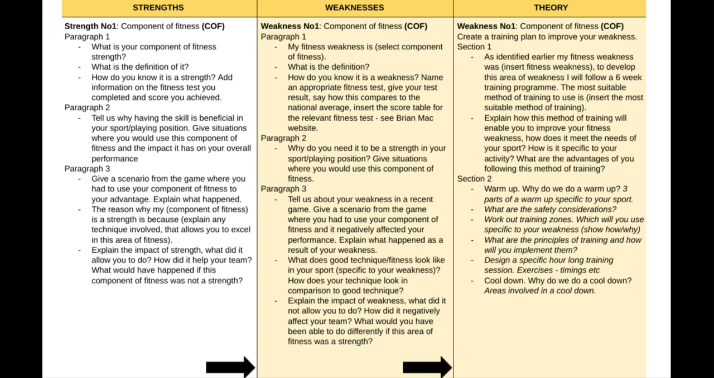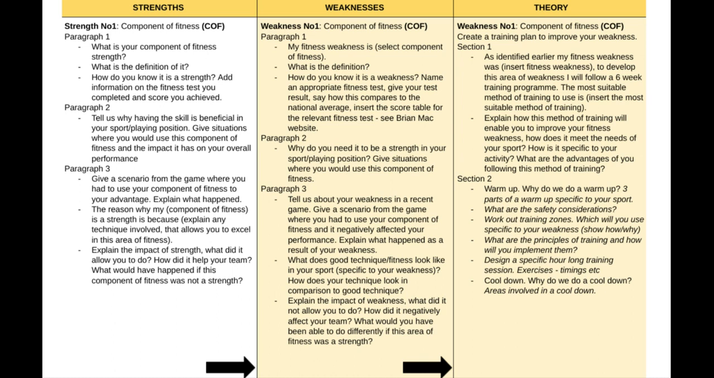Paragraph 2 is your opportunity to give a generic overview of the component of fitness in your sport or playing position. So solely around your sport or playing position. Why is it good to have that component of fitness in your sport or playing position? Provide that information. What is the benefit of having that as a strength in your sport? And with regards to weakness, what problems do you occur generically in your whole sport because of the weakness?